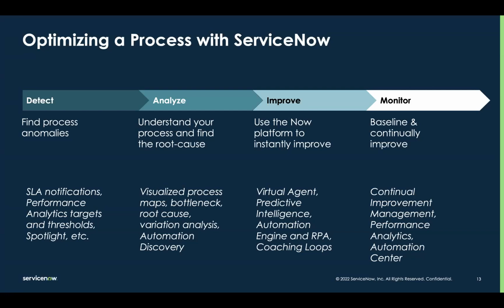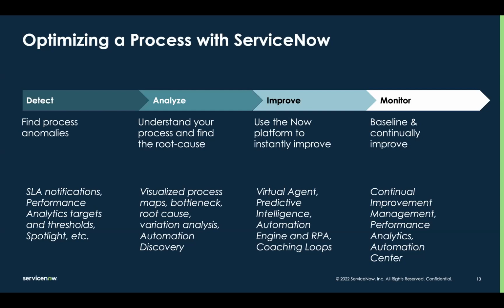And then finally, this is a big piece. We want to make sure that whatever changes we're making, they get tracked, right? And then that we start tracking whether they're working or not and the impact that they're making. And this is where the connections with Continual Improvement Management and Automation Center come in to help us close the loop.